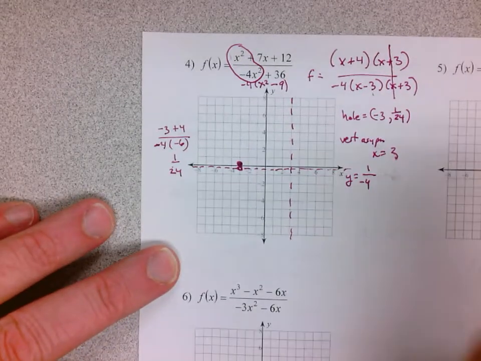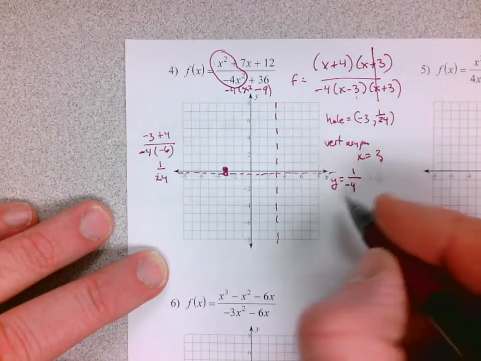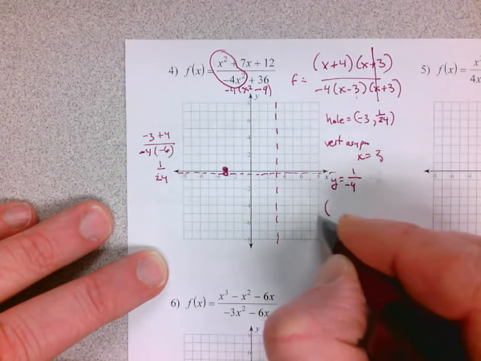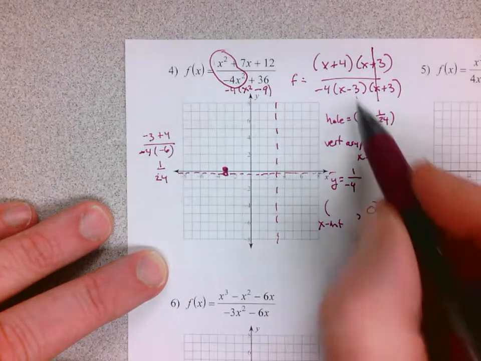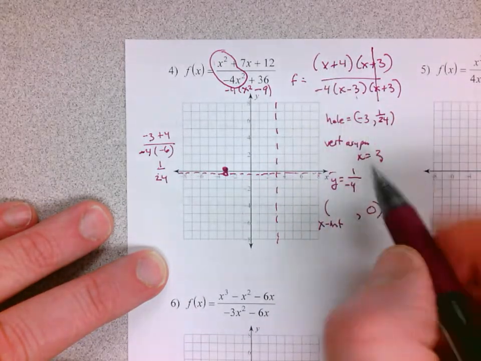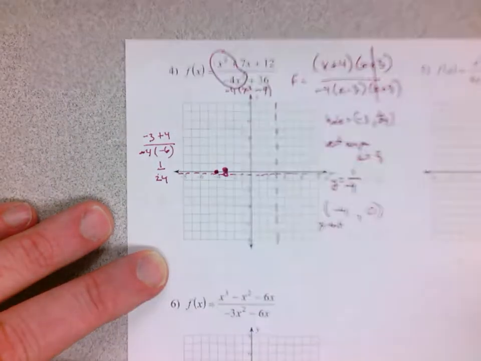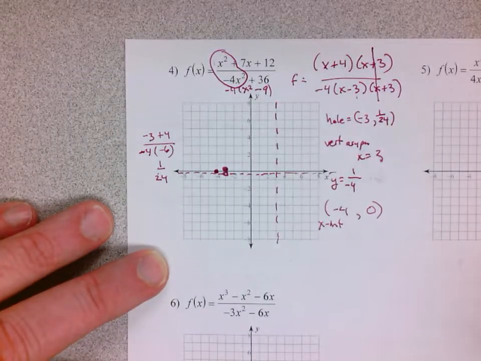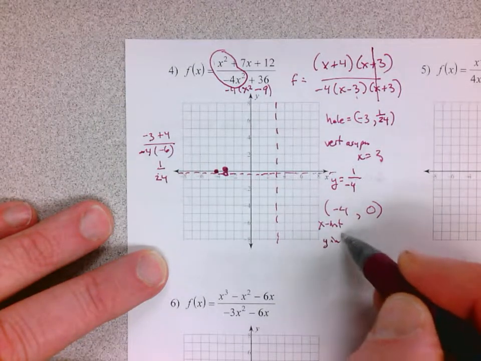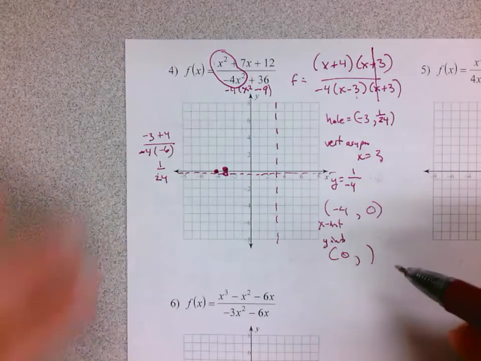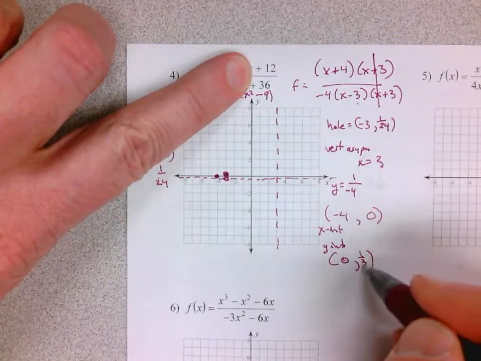X-intercepts, I go back to my factored form, and what makes the x-intercept is what makes y 0. So whatever makes the numerator 0. So -4, 0 is the x-intercept. And y-intercept is when x is 0. And I just cover up all the x's and see what's left there. So the y-intercept is at 0, 1/3.